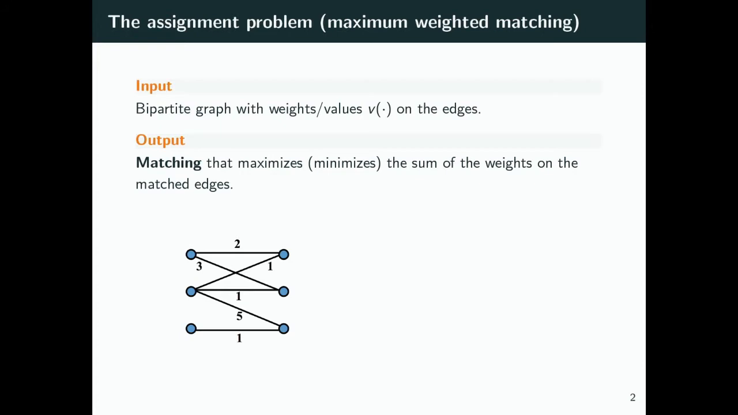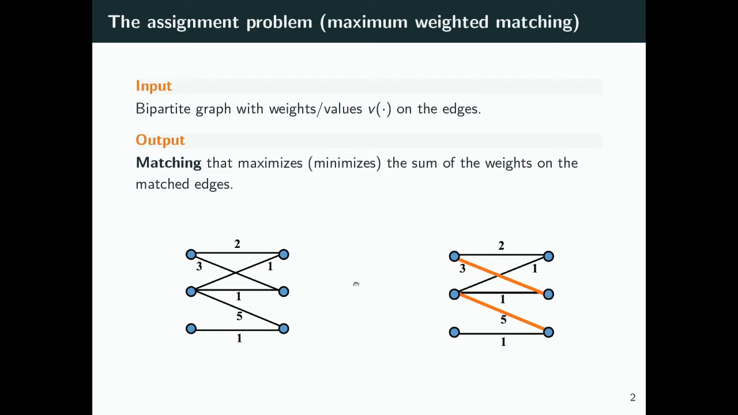The input here is a bipartite graph we have here with weights on the edges. And the goal is to output a matching, so a set of edges that share no common endpoints, that maximizes, for the purposes of this talk, I'm always talking about maximization, the sum of the weights on the matched edges. So for example, in this graph, these orange edges have a total weight of 8, and they give you the maximum weighted matching.